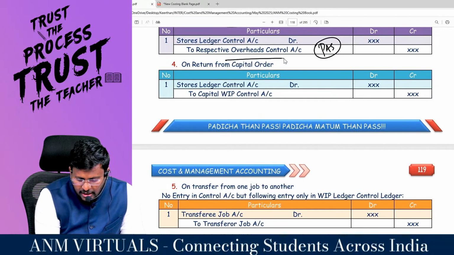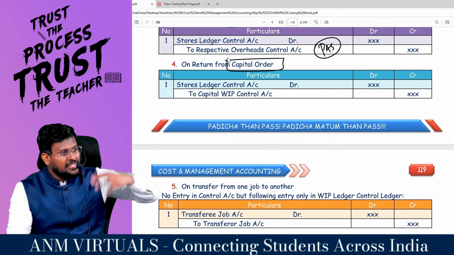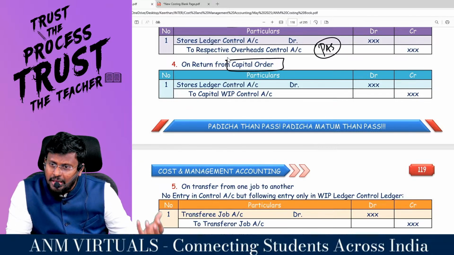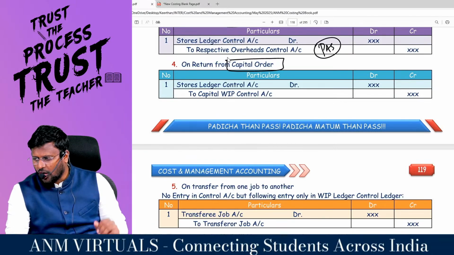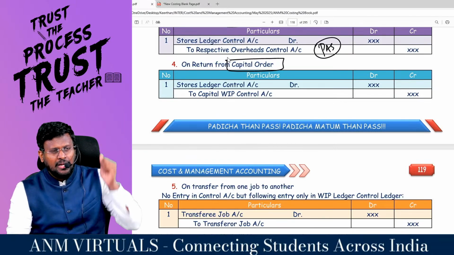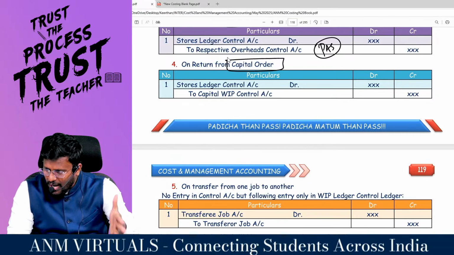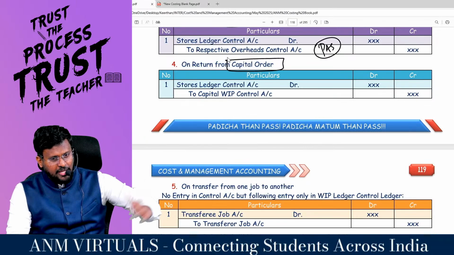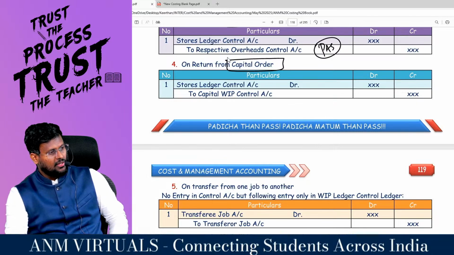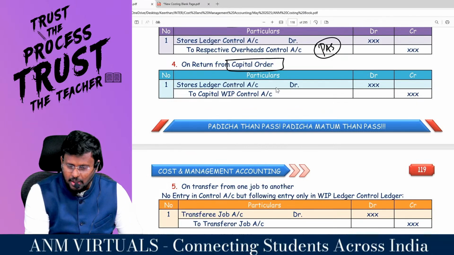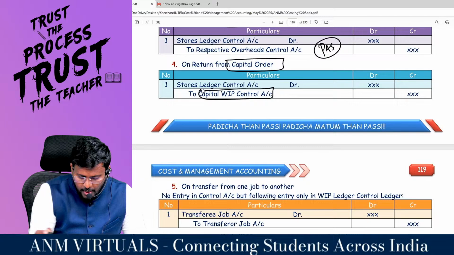And on return from capital order, that means I issued for capital WIP. But they are saying that this many bricks are not required, this much iron, this much steel, this much water is not required. They are, sir, bringing back. What is the entry? Stores ledger control account debit to capital WIP control account.